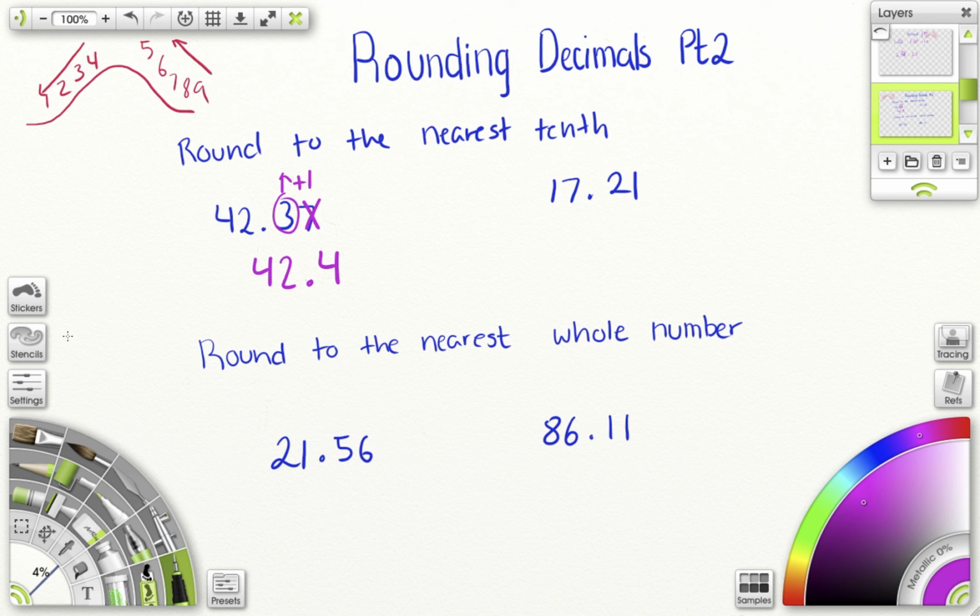17.21, 1 I round down, so this becomes a 0. So now I have 17.20. There's no point having 0.20, so it just becomes 17.2.